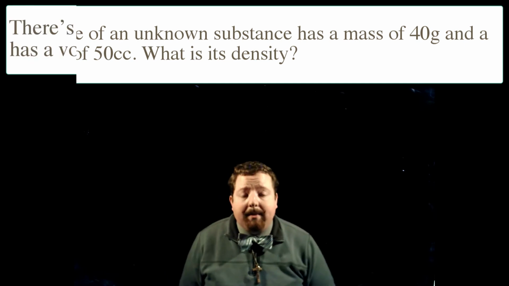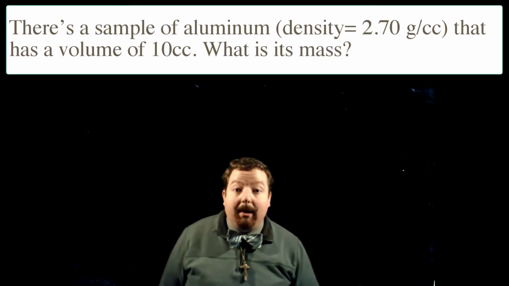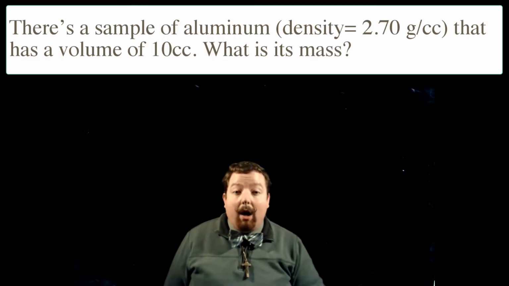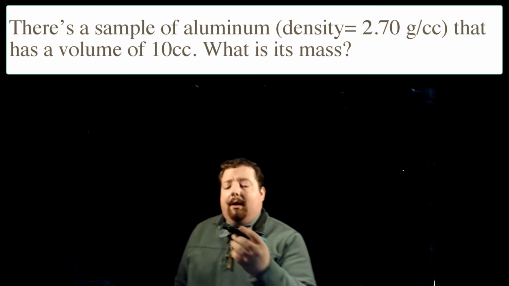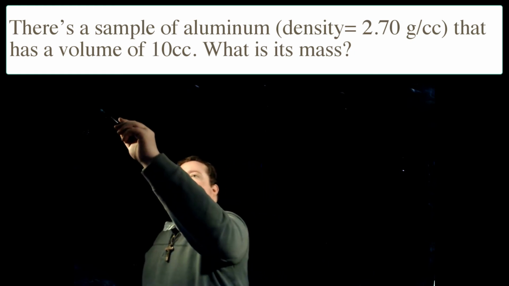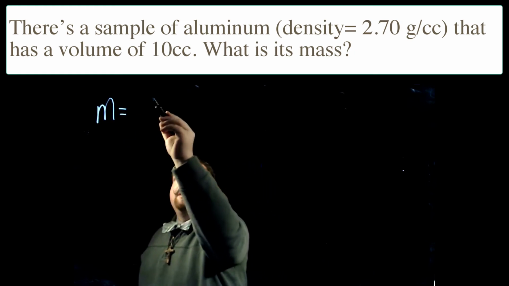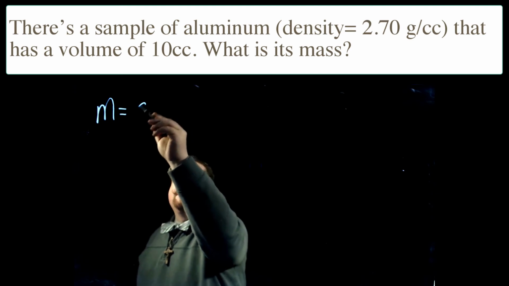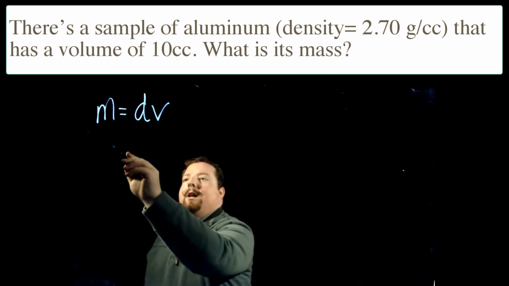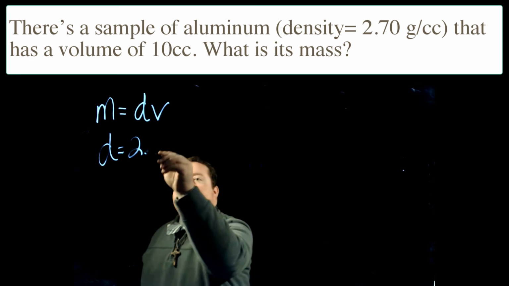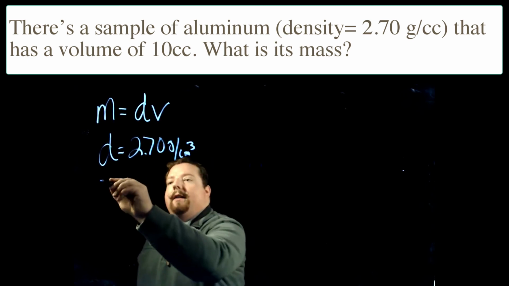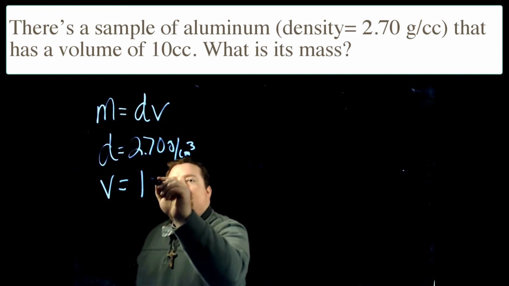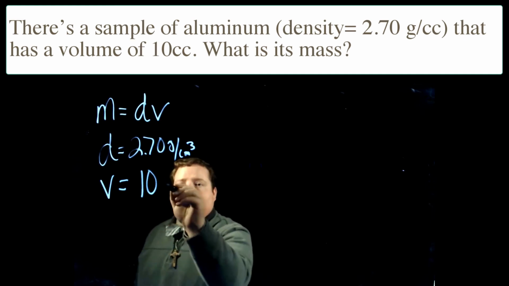The next practice problem says that you have a 10 cubic centimeter sample of aluminum whose density you know is 2.7 grams per centimeter cubed. And it asks you to find the mass. So again, write down what you know. If you're looking for mass, use the equation that says m equals d times v. You know the density is equal to 2.7 grams per centimeter cubed, and the volume is 10 centimeters cubed.